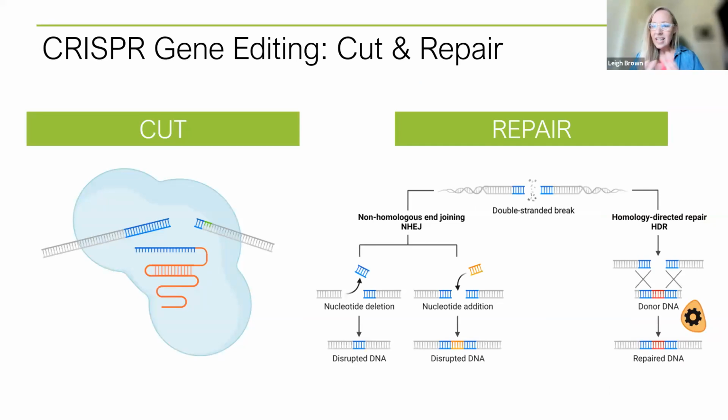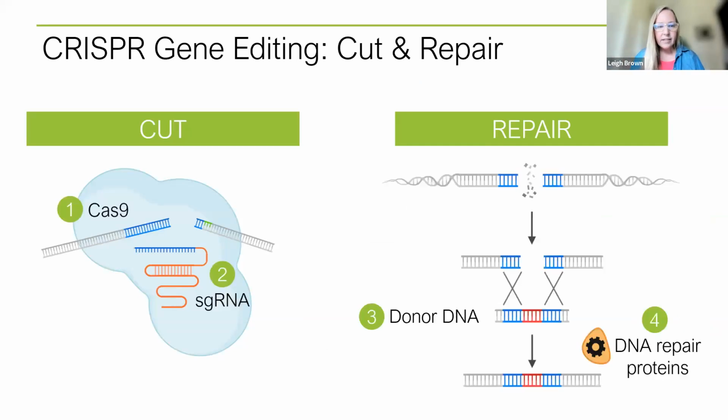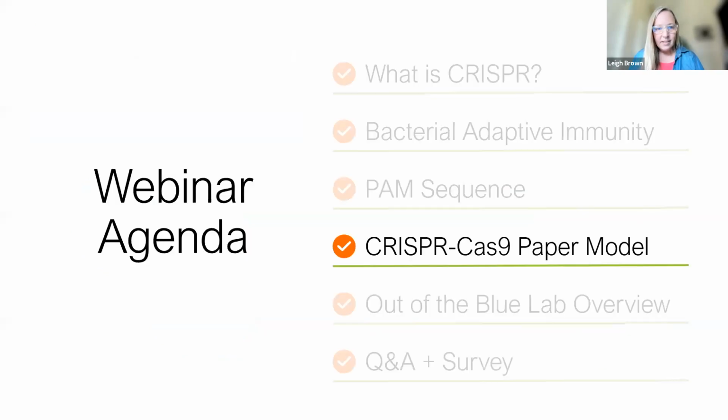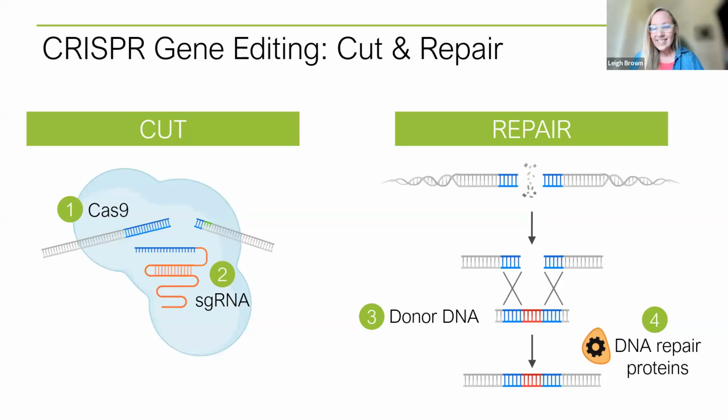So there's kind of the big picture. We have Cas9 and a single guide RNA working together to target and cut the DNA. And then once that DNA is cut, we can add a donor DNA template, right? Or piece of donor DNA that has the change that we're trying to make. And DNA repair proteins will stitch that template into our cut DNA. Okay. Any questions on that?